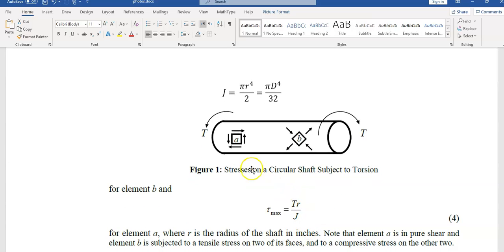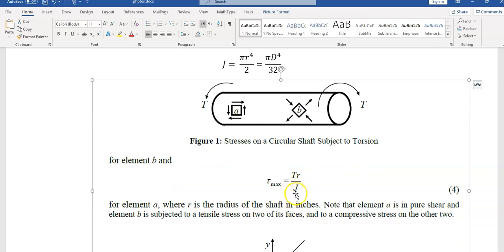Now if you consider two elements on the surface of the shaft, one element parallel to the axis, the other at 45 degrees to the axis. So for this parallel one, we only have shear stress. For the other one, we only have normal stress. So in this experiment, we don't care about this direction, we only are considering this direction, and we're calculating this maximum shear stress that we have here. And it is given by this equation, torque multiplied by the radius of the shaft divided by polar moment of inertia for the shaft, cylindrical shaft.